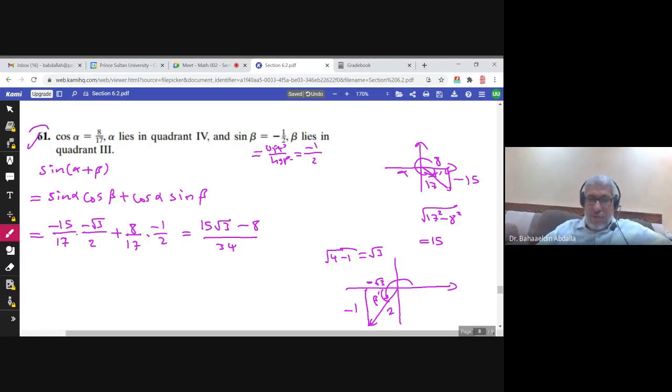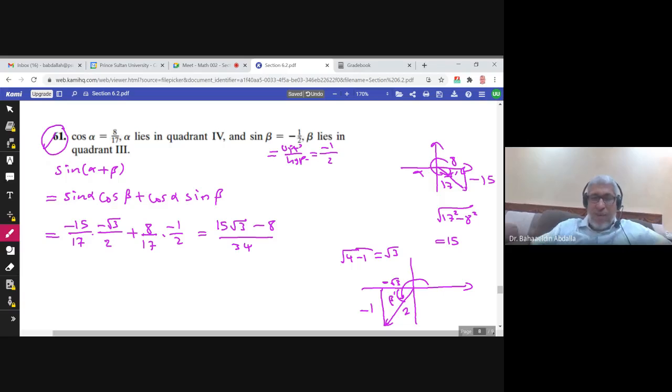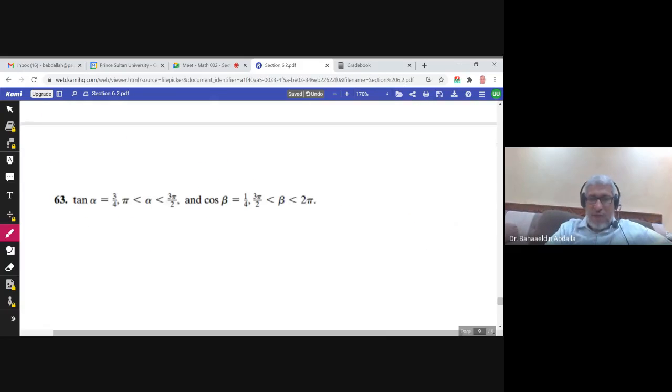This is an important question. Please pay attention to it, and especially pay attention to the quadrant. Is x positive or negative inside that quadrant?